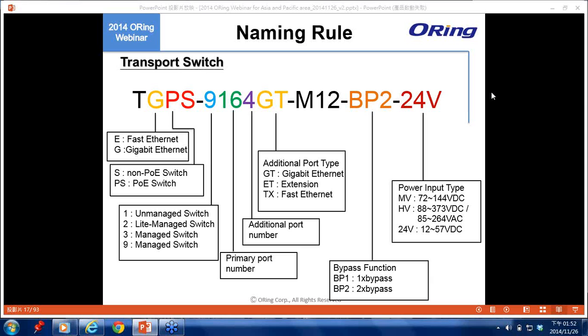And after that, at the end of the model name, we have 24 volt. That means the power input type. And we have NB, HV, and also the 24 volt means that it is a 12 to 57 volt DC power input.